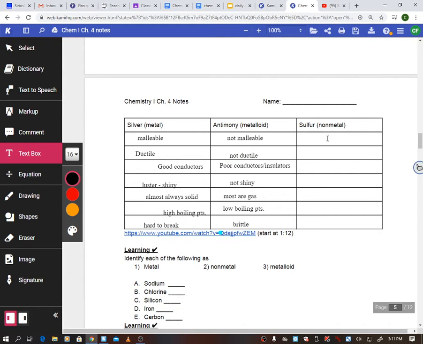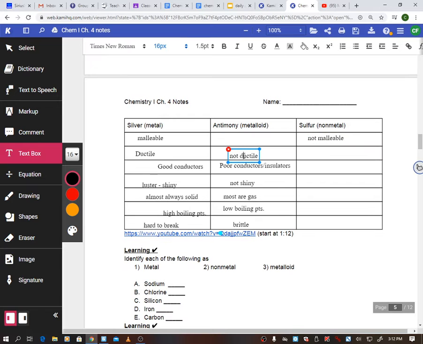All right, so now we're going to look at, oh, I put these all in the metalloid. Guys, switch these, make sure that these are in the right spot.